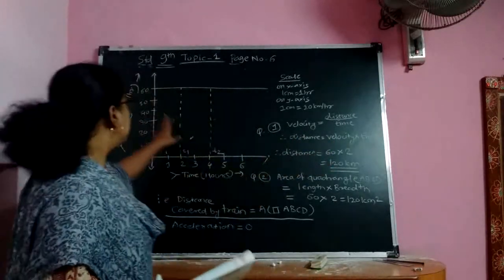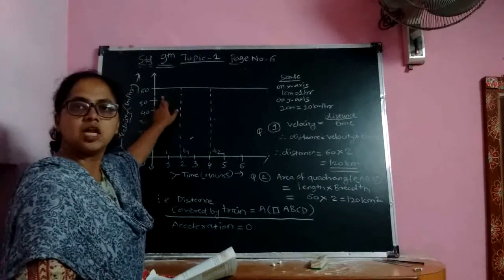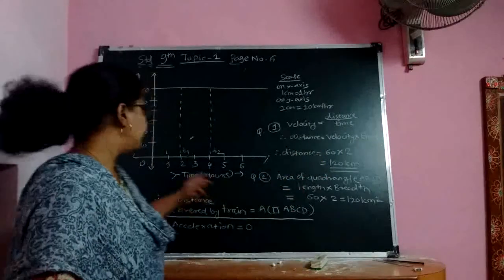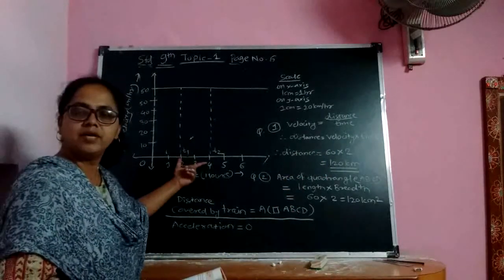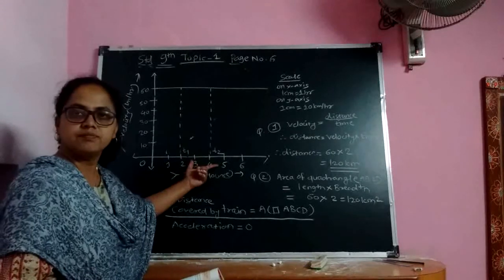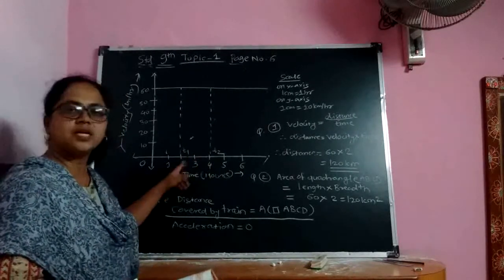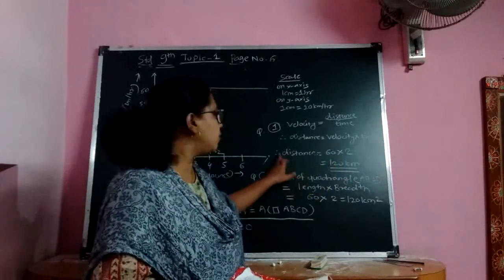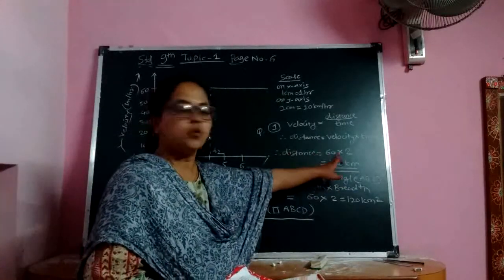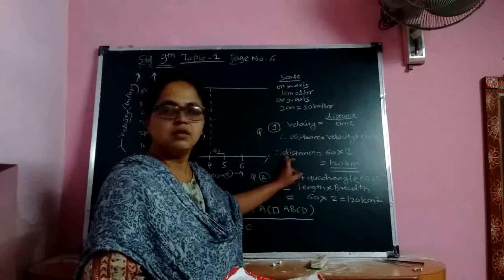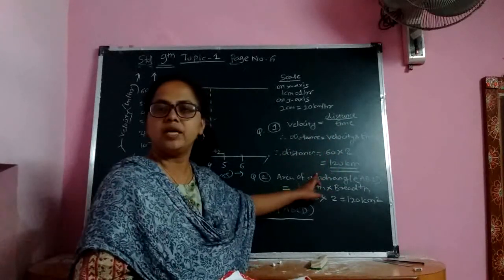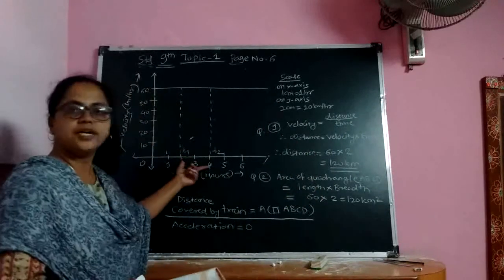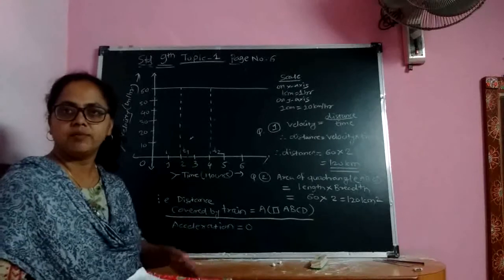From this graph, the velocity of the train is 60 km per hour, so put this value, 60 km per hour. Then time: the time traveled by the train between 2 and 4 hours you can find out, 4 minus 2, you will get 2. So multiply the velocity by 2. Therefore 60 into 2 you will get 120 km. That is, the distance traveled by the train between T1 and T2 is 120 km.